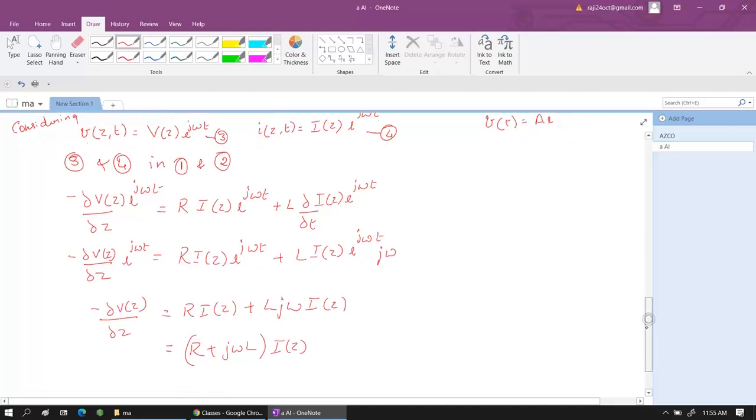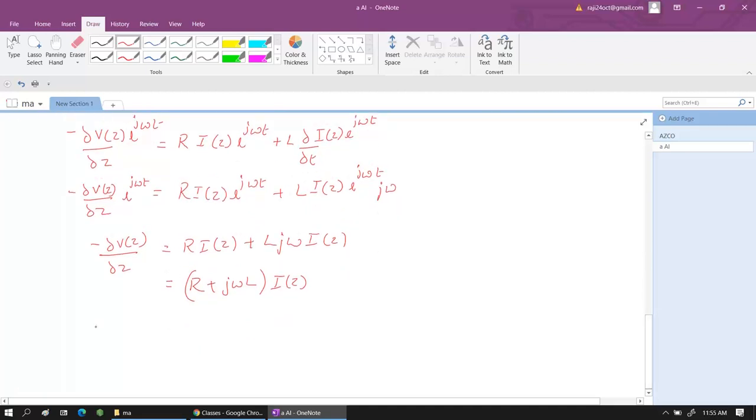Now whatever V of z and I of z we have, we consider them simply as capital V and capital I. So I can write this expression as minus dou V by dou z is equal to Z into I, where Z is nothing but R plus j omega L. This we have seen in our EEM, which is nothing but impedance. So we got one expression over here.